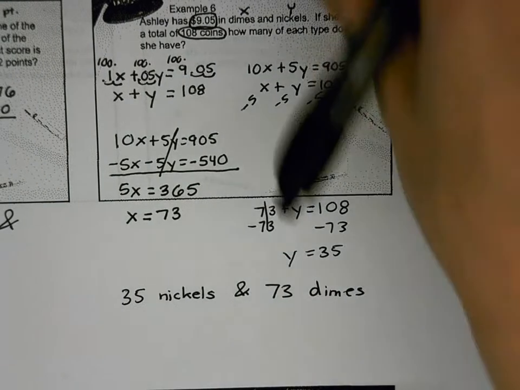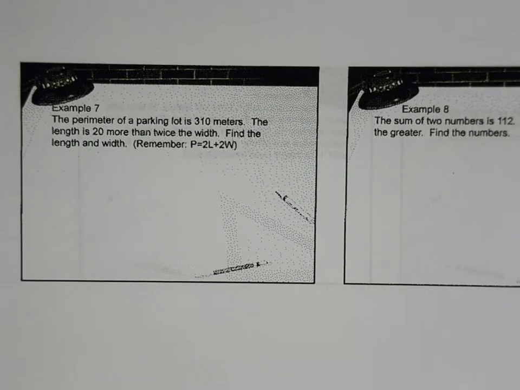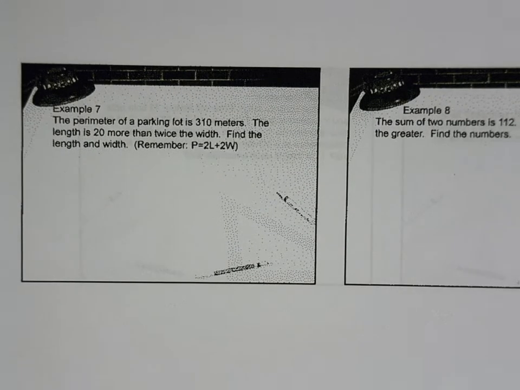So 2 more here. Example 7. Example 7 reads, the perimeter of a parking lot is 310 meters. The length is 20 more than twice the width. Find the length and width.